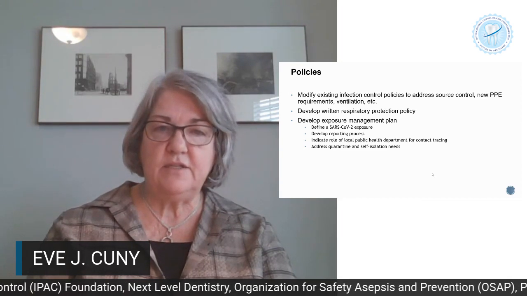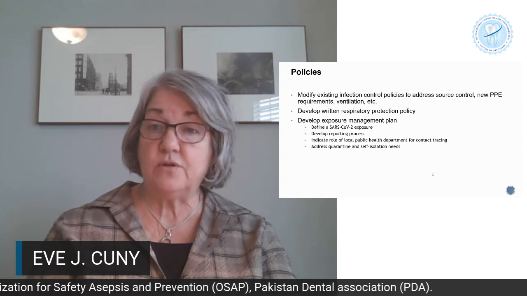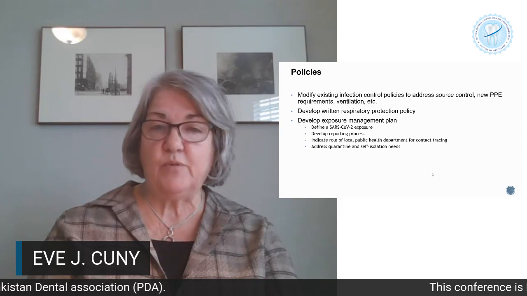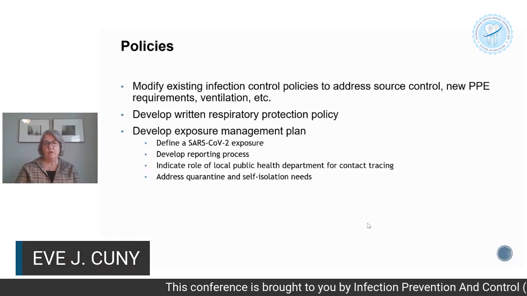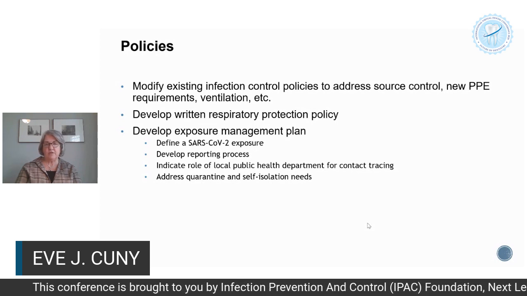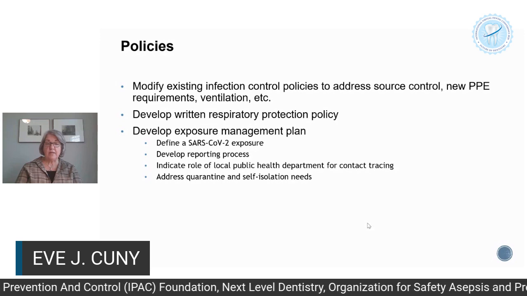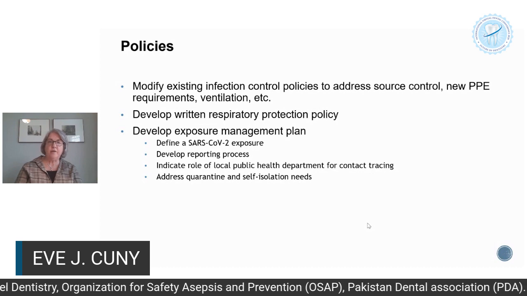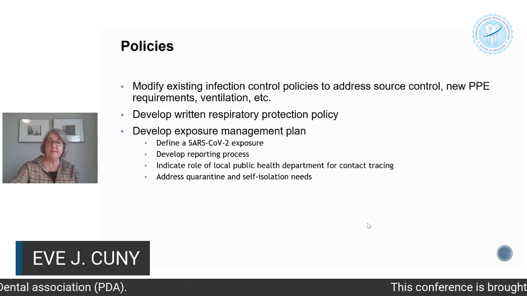So look at your policies too. Modify existing infection control policies to address things like source control, the new PPE requirements, ventilation, develop a written respiratory program, and develop an exposure management plan. What is an exposure? How do you define one? And there's guidelines for that. Develop a reporting process. Is your local health department prepared to help identify contacts? They may not be. You may have to do it yourself. And think about quarantine and self-isolation.